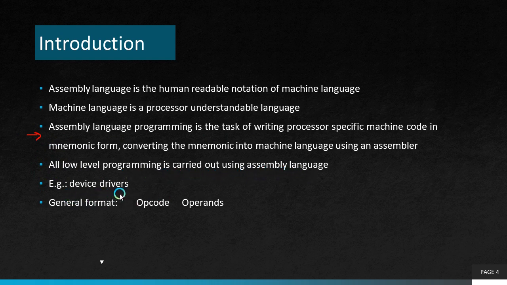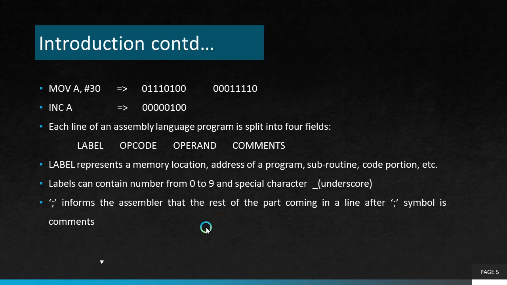For example, device drivers. Now let's look at the general format of assembly language, that is an opcode followed by operand. Opcode tells the processor or controller what to do and the operand provides the data and information required to perform the action specified by the opcode. Now, here are some examples for the given format. Let's consider MOV A, #30.